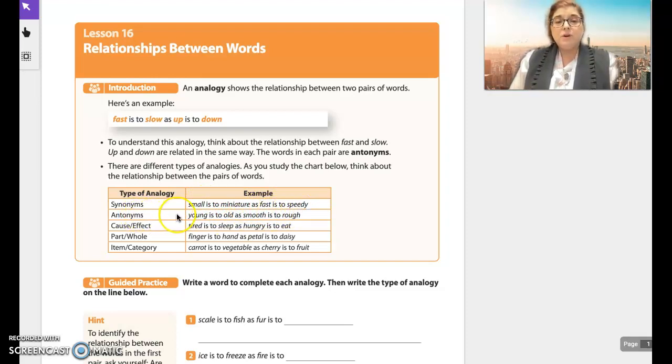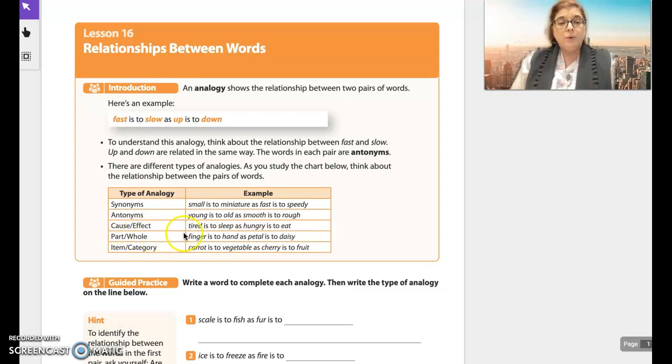Antonyms. Antonyms are what? The opposite. So young is to old, as smooth is to rough. So these are antonyms. It means that they are opposite. Cause and effect. Tired is to sleep, as hungry is to eat. So if I'm tired, I'm going to want to sleep. My cause, tired. The effect, sleep. Cause, hungry. The effect, eat.